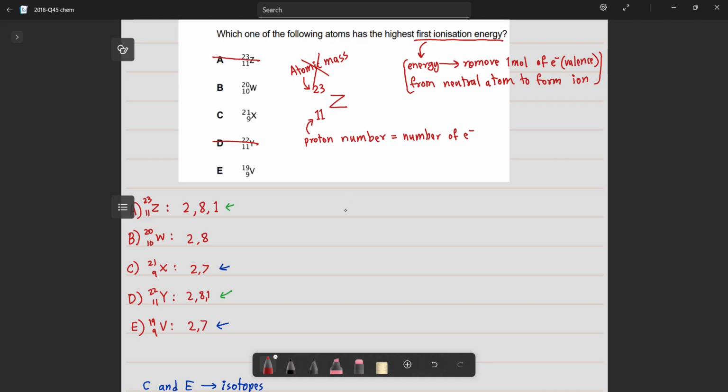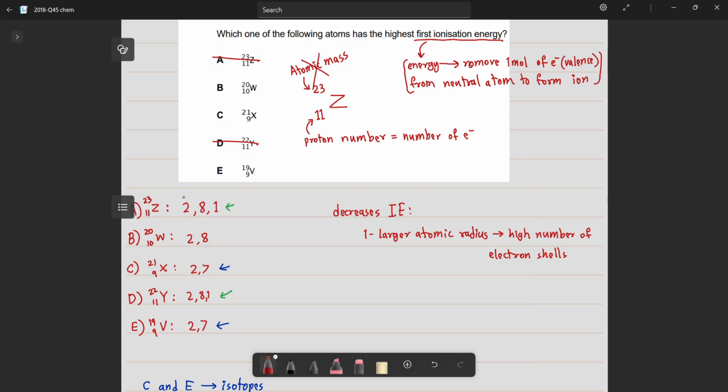First of all, we have to mention the key points that decrease ionization energy. Firstly, they have a larger atomic radius. This atomic radius is a result of having a high number of electron shells.